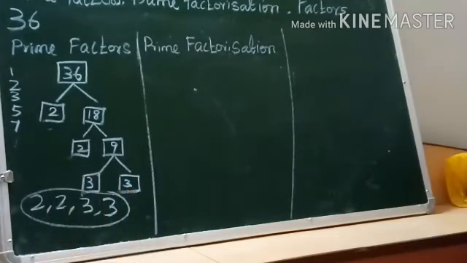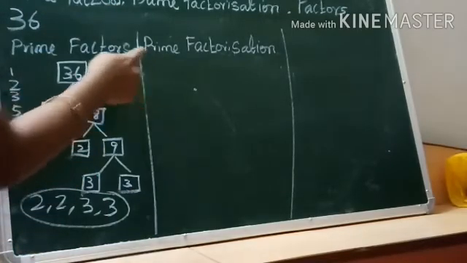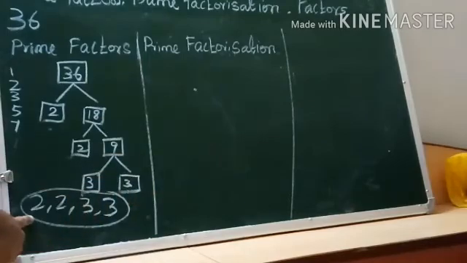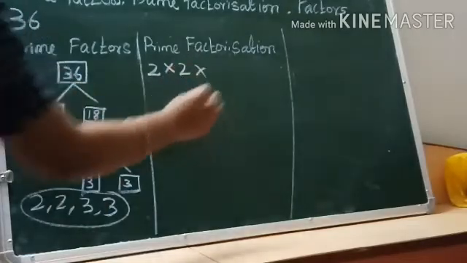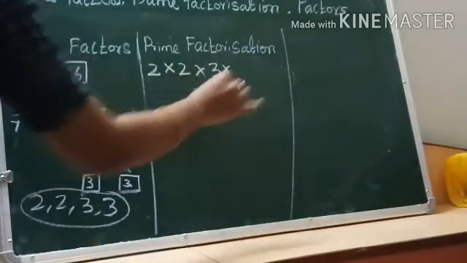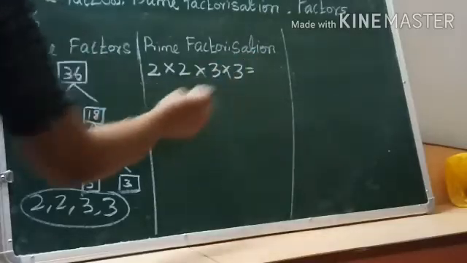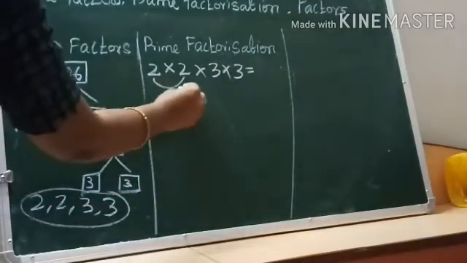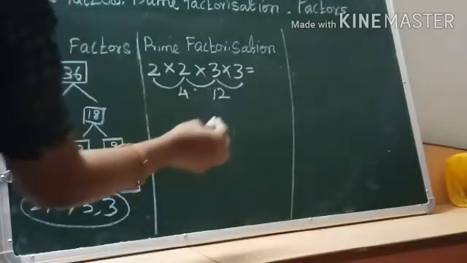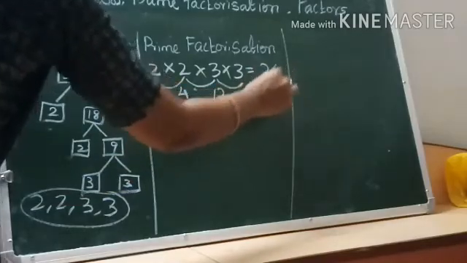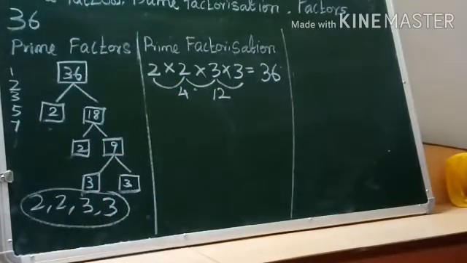Right. So now we are going to find the prime factorization. How to find the prime factorization? It's very simple. Look at this. First number 2 into second number 2 into third number 3 into 3. So now we are going to multiply the numbers. 2 2s are 4, 4 3s are 12, 12 3s are what? 36. Got it? So students, this is a way to find the prime factors and prime factorization. Hope you understand.